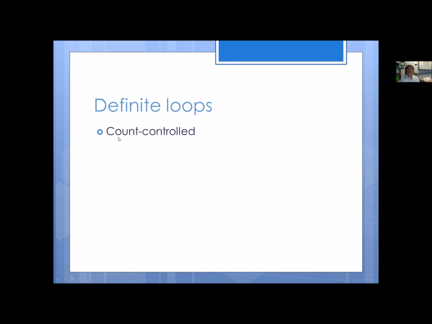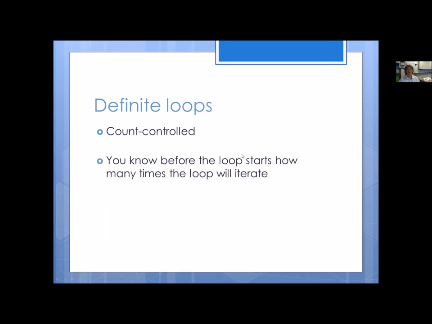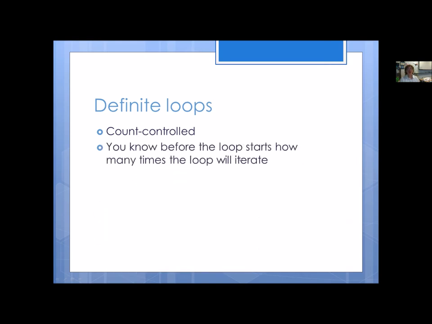So oftentimes the control variable will be some kind of a count variable. You're going to know before the loop starts how many times the loop will iterate. You're basically going to ask how many times or how many numbers. If I say five numbers, the loop's going to iterate five times. It's going to have some type of counter that will be the control variable. So these are going to be fairly easy to create and fairly easy to identify because it's very specific.